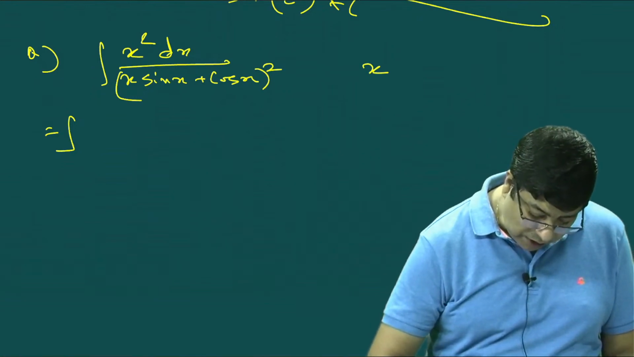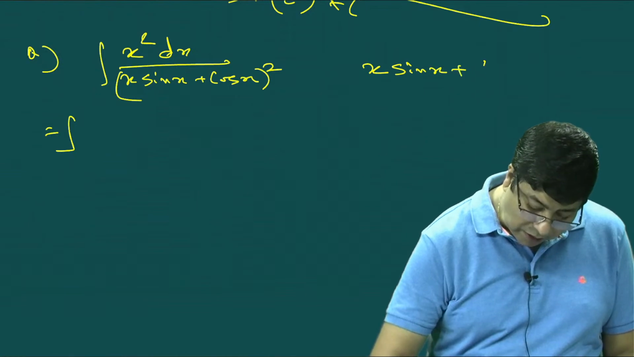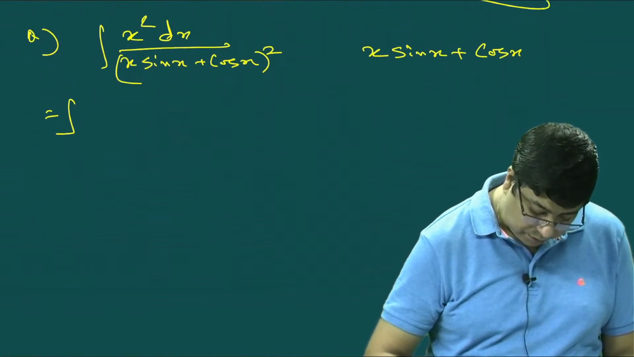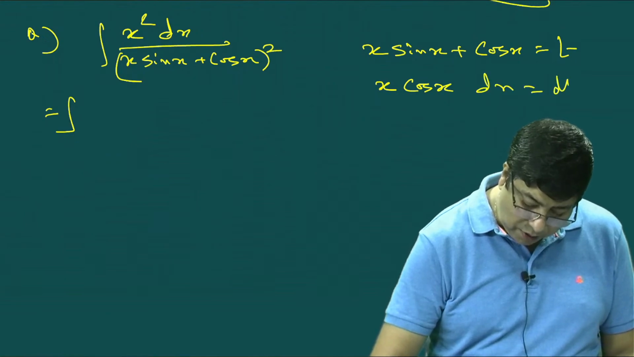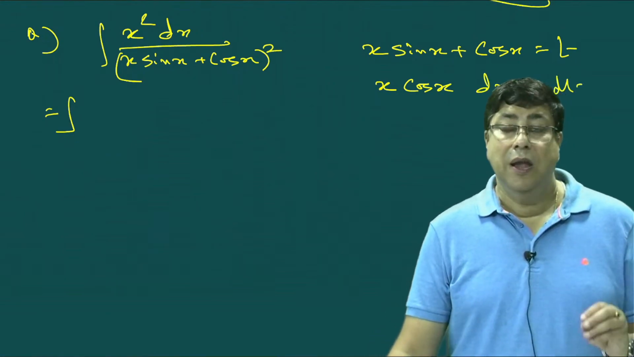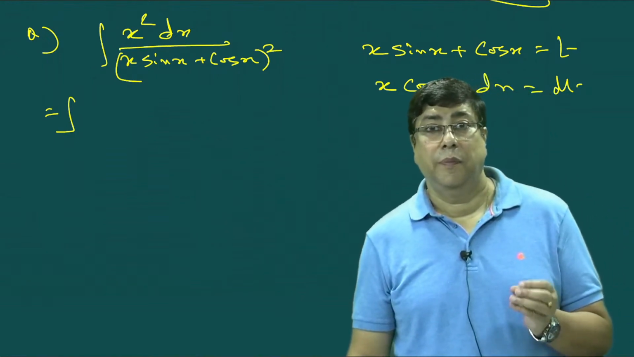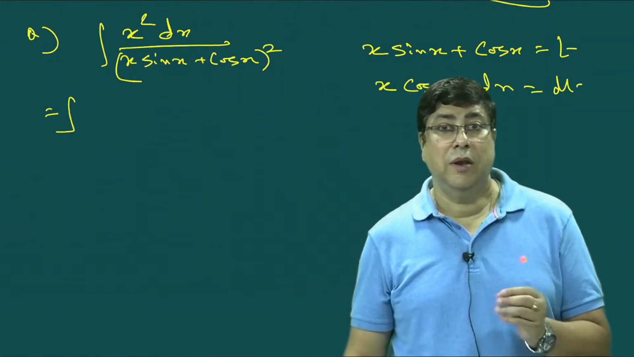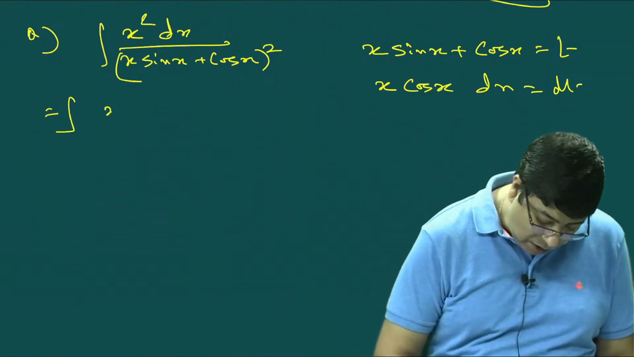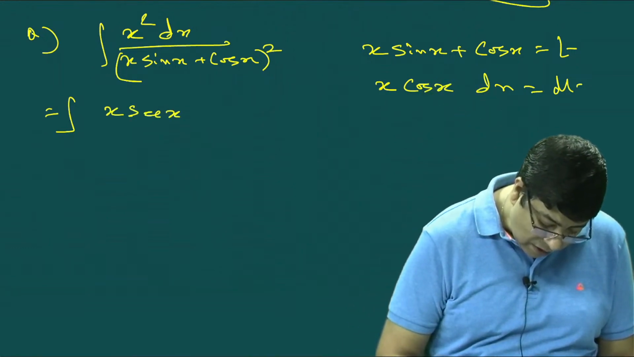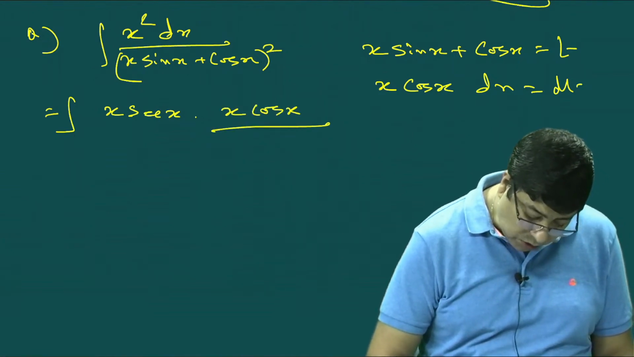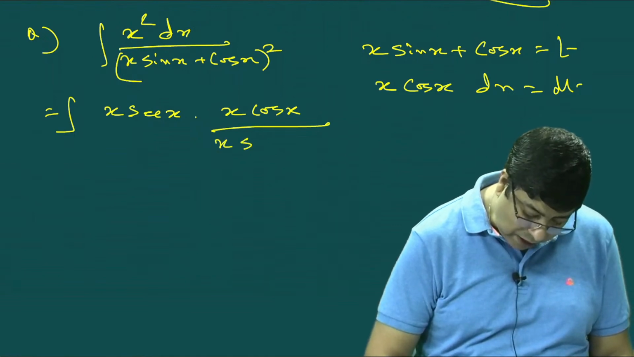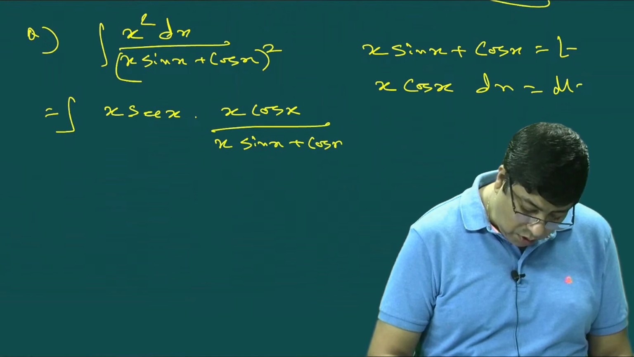So let us differentiate x sin x plus cos x equal to t. So x cos x dx equal to dt. So we are getting x cos x. So let us first present the v, which is the better integrable function. So we can present here x sec x, then multiply by x cos x, so the numerator is done. I am doing this to take this as the second function, x sin x plus cos x whole square.